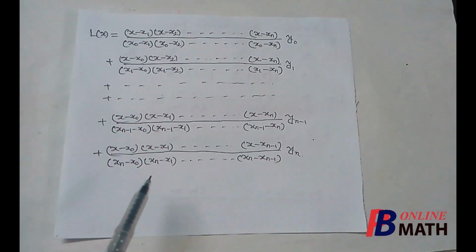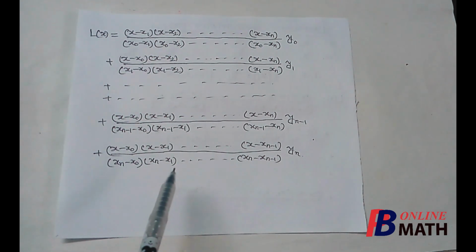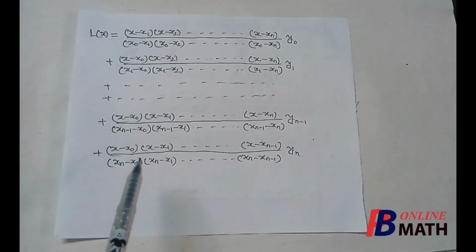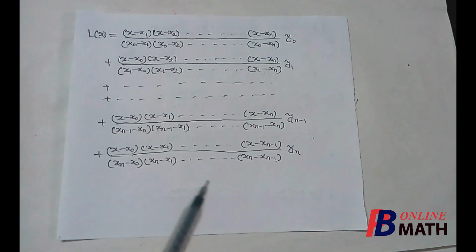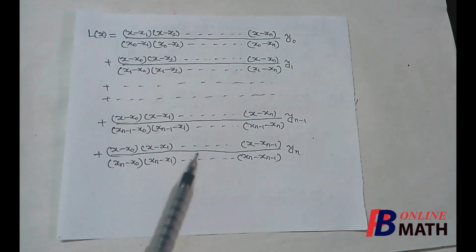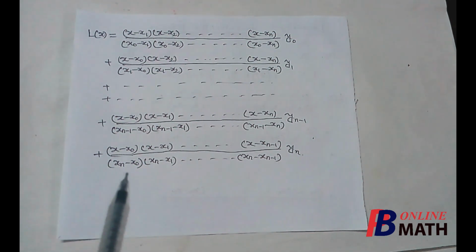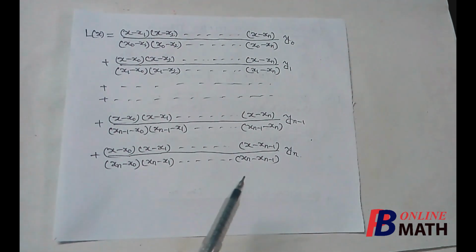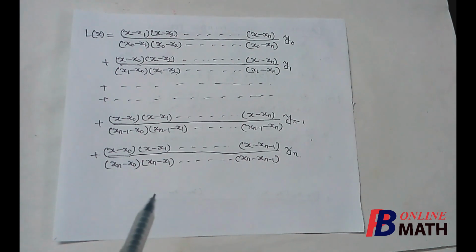And finally the last term. In the last term the factor x minus xn will be missing, so we shall write all the remaining n factors. These are x minus x0, x minus x1 up to x minus x(n-1). Here x minus xn, this factor is missing, so if we replace x equal to xn in the numerator, we shall get the denominator, that is xn minus x0, xn minus x1 up to xn minus x(n-1). Finally it is multiplied by the last entry yn. So you have to remember this formula. This is the Lagrange interpolation polynomial.